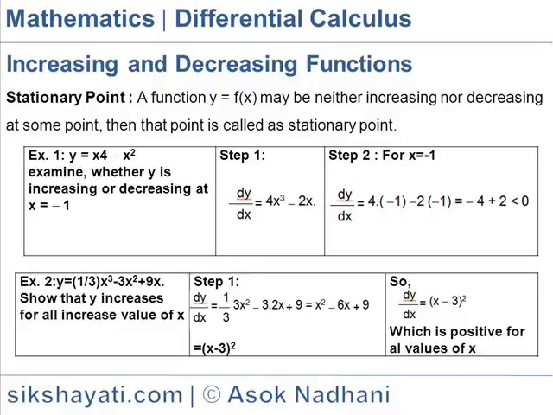Example 2: y equals 1/3 x cube minus 3x square plus 9x. Show that y increases for all values of x. Here we get the first derivative: dy/dx equals 1/3 into 3x square minus 3 into 2x plus 9, which is x square minus 6x plus 9, which is x minus 3 whole square. So dy/dx equals (x minus 3) whole square, which is positive for all values of x.